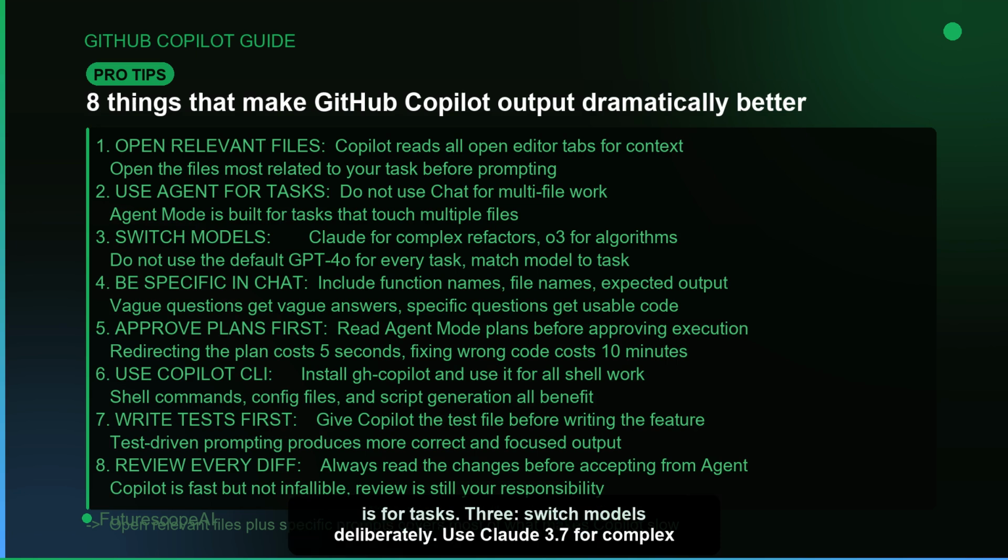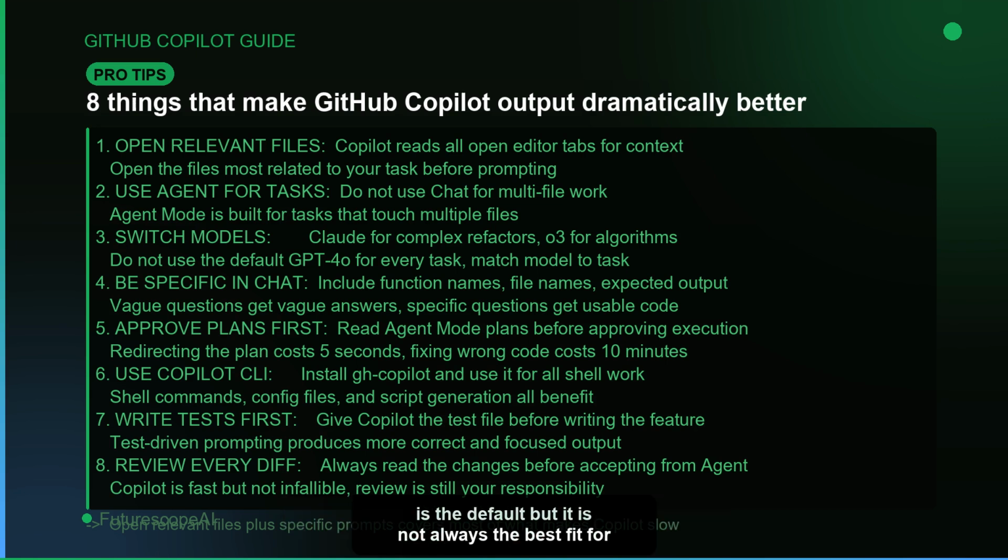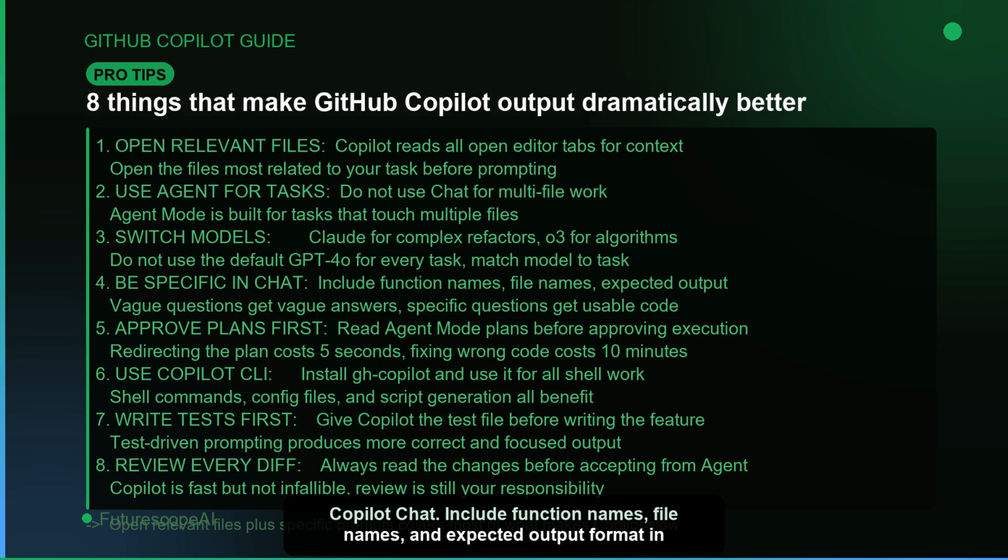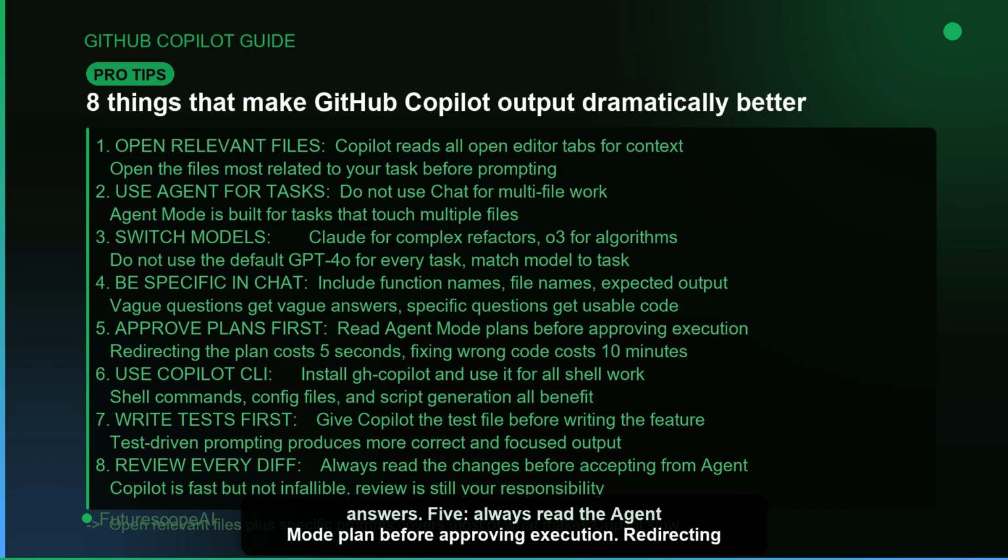3. Switch models deliberately. Use Claude 3.7 for complex refactors and large codebase analysis. Use O3 for hard algorithmic problems. GPT-4o is the default, but it is not always the best fit for every task. 4. Be specific in Copilot chat. Include function names, file names, and expected output format in your prompt. Vague questions produce vague answers.